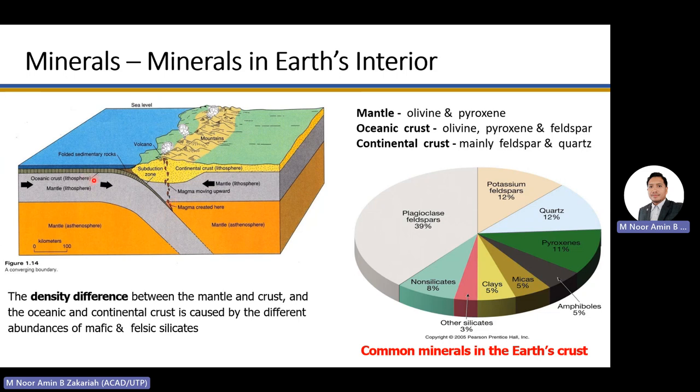So that's why, if you can see here, oceanic crust is always subducted below the continental crust because of their density. The oceanic crust, the mafic rock, is higher in terms of density compared to continental crust, so it will be subducted, go under the continental crust.